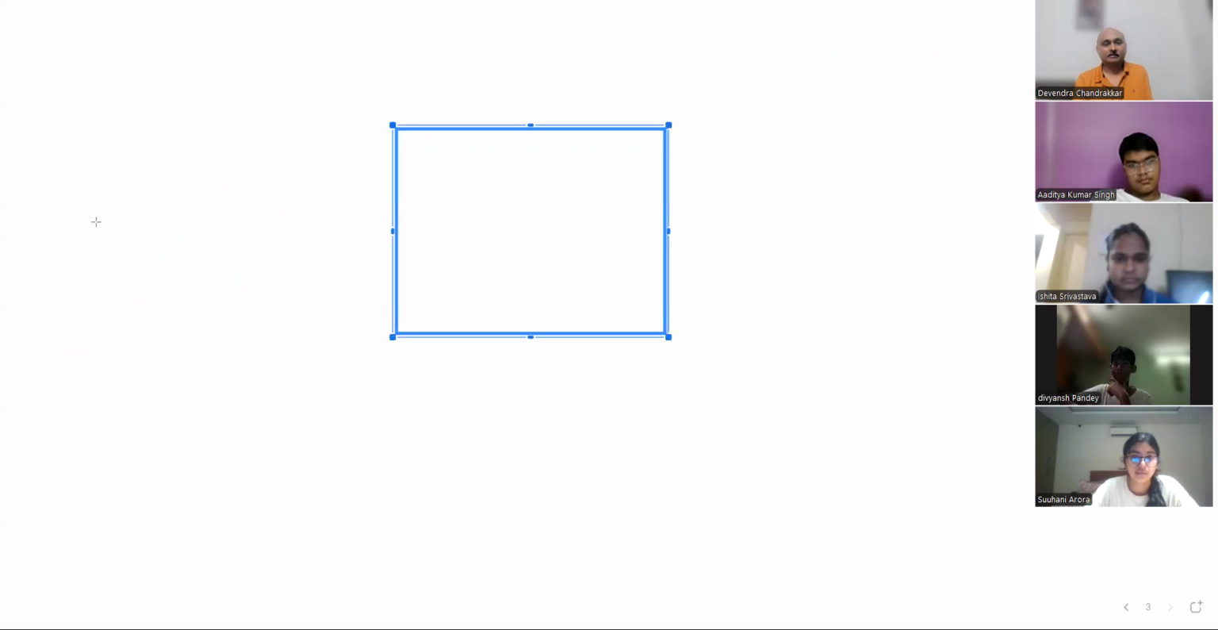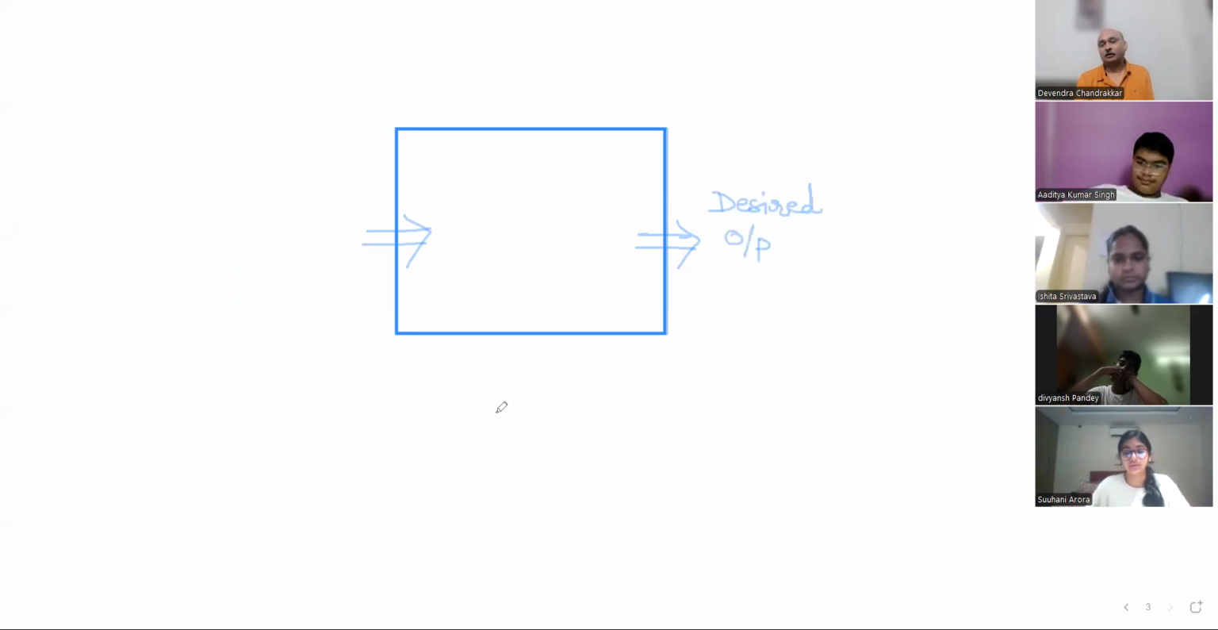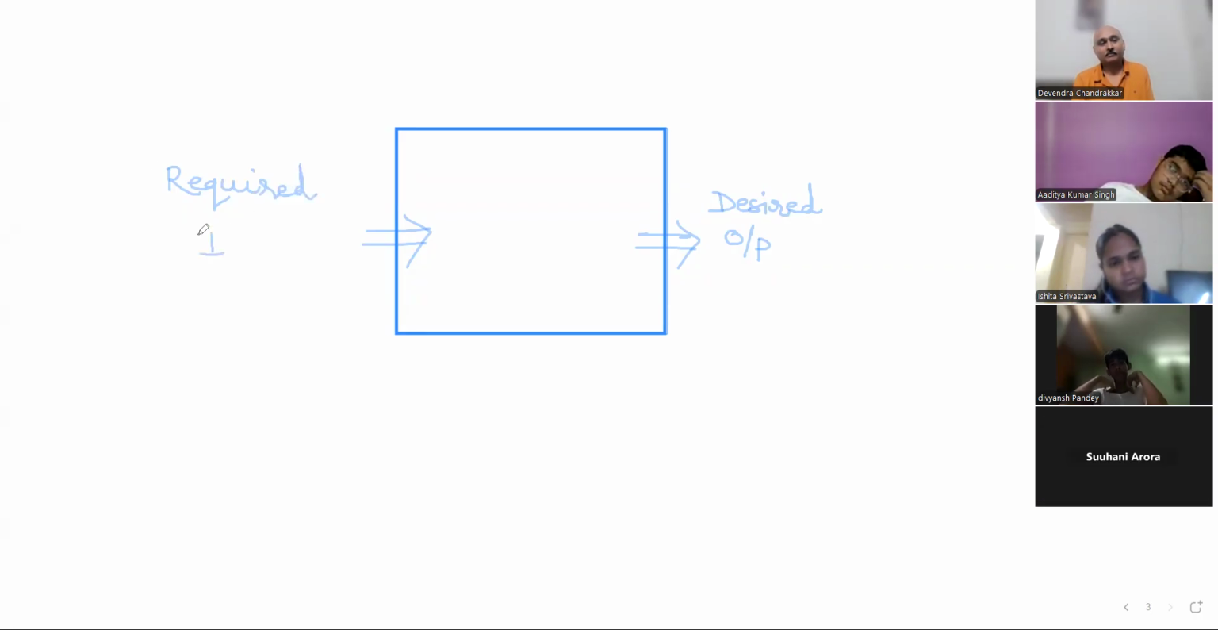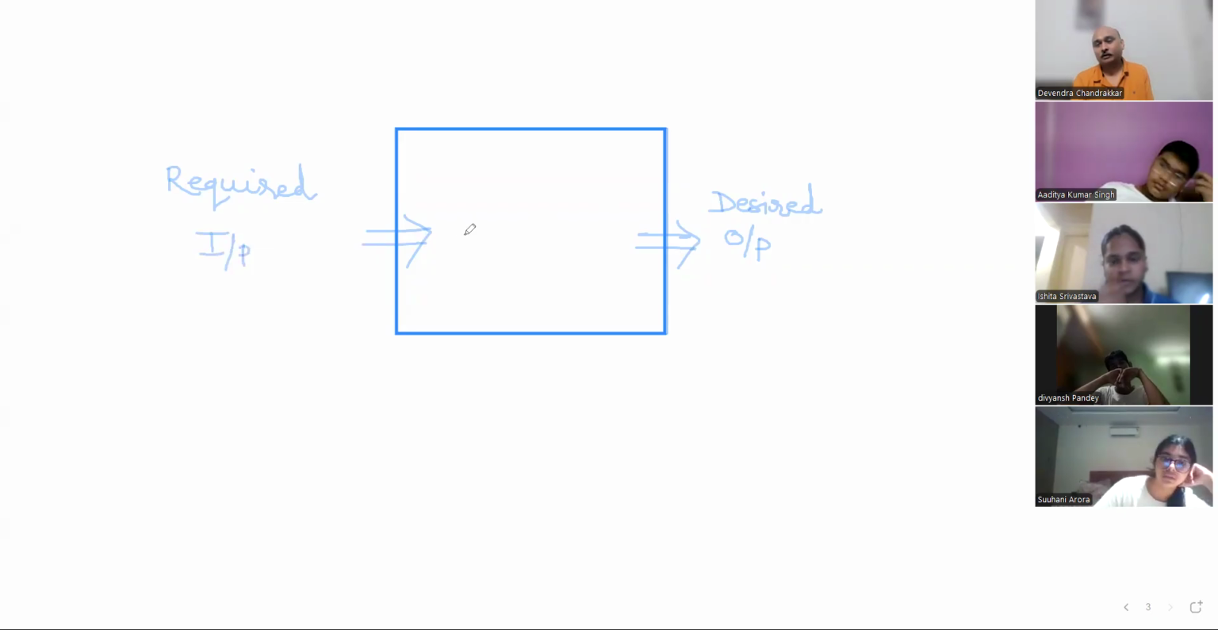Swani, what are the 3 elements you remember from the previous session? Yes, sir. Required input, then the operator, and then the desired output. Very good. The first one is the desired output. Whenever we go for a certain function, there is always a desired output. I want this. When I want this, what will I have to do? We have to have the required input. If you want to play cricket and don't have a bat and ball, what will you do? You won't play cricket with a football.